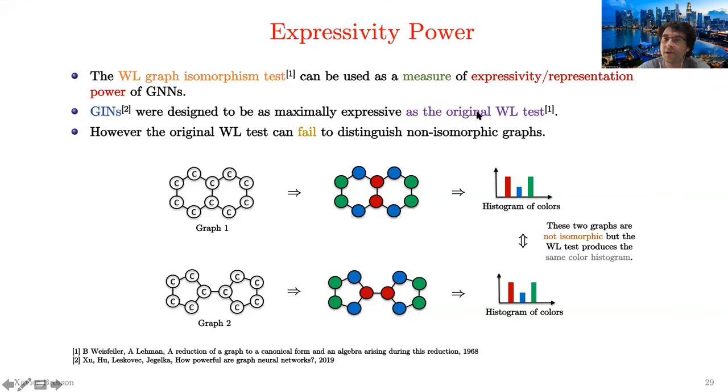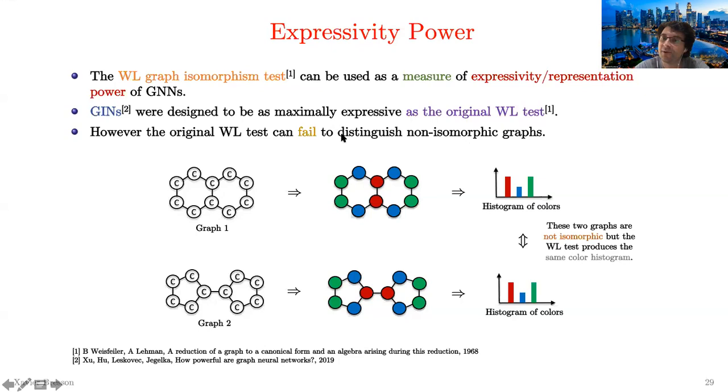The thing is, the original WL test is guaranteed that if the two histograms of two graphs are different, then the WL test is guaranteed to tell you that the two graphs are not isomorphic. What happens sometimes with the WL test is that it can produce the same histogram of colors, but actually the two graphs are not isomorphic. So basically it can fail the isomorphism test.